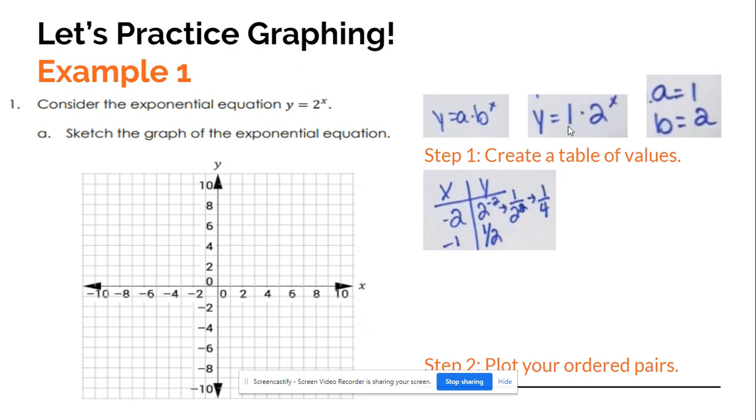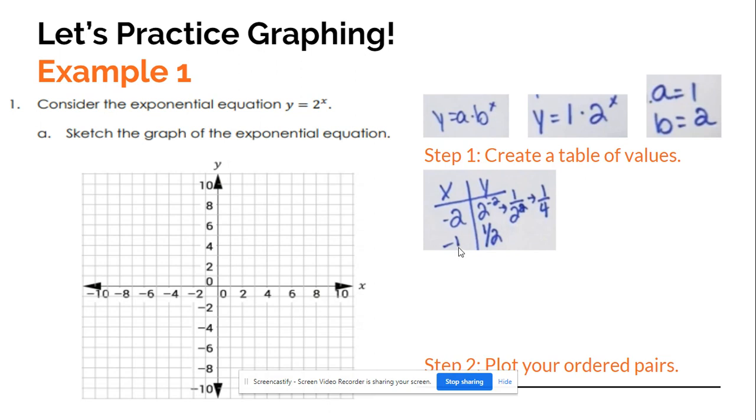You are going to substitute -2 into x right up here. So if I did 1 times 2 to the -2 power, 1 times 2 is 2. So I have 2 to the -2 power. Anytime you have a negative exponent, we cannot leave that exponent negative. We have to take the inverse and make it positive. So you are going to flip that. So that would be 1 over 2 to the +2 exponent. And 2 squared is 4. So when x is -2, y is 1/4.